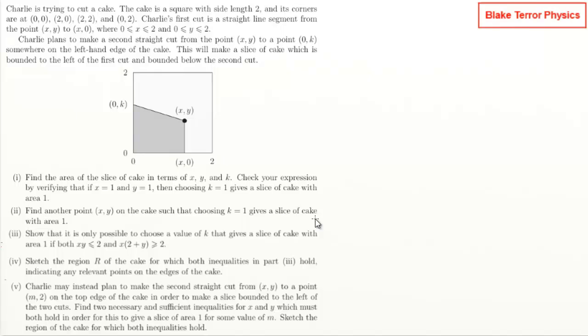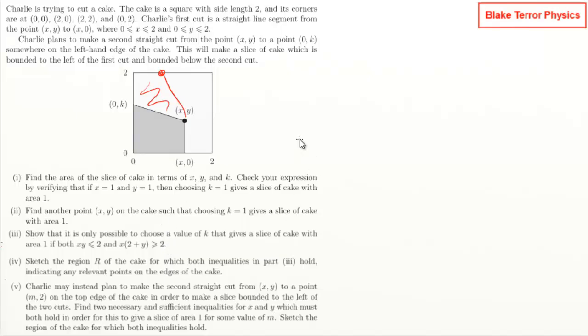Charlie may instead plan to make the second straight cut from XY to a point M2 on the top edge of the cake. Right, so we're now going up here somewhere for the second cut. In order to make a slice bounded to the left of the two cuts. Right, so we've now got all of that added in. Find two necessary and sufficient inequalities for x and y, which must both hold in order for this to give a slice of area 1.